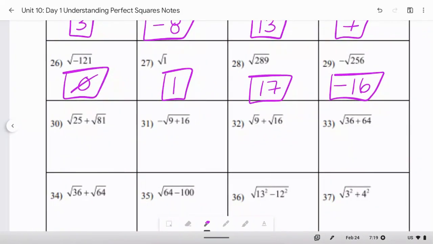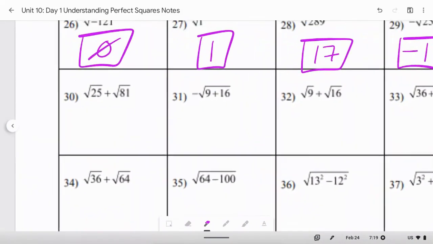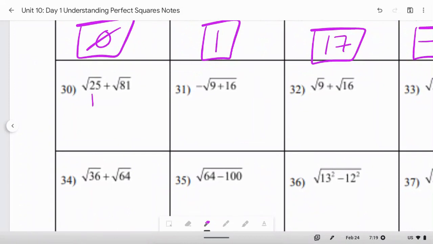Okay, now the next examples are a little bit different. So for this example, we're going to take the square root of 25 and we get 5. The square root of 81 is 9. And then it says to add those two answers together. So the final answer for number 30 would just be 14.